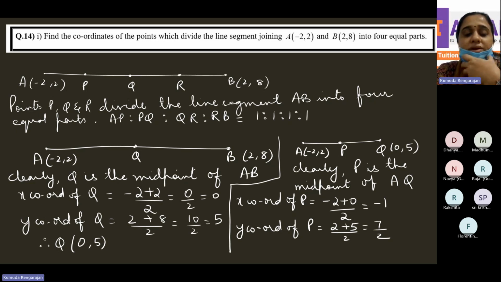In the same way, we can find R. R is the midpoint of QB.